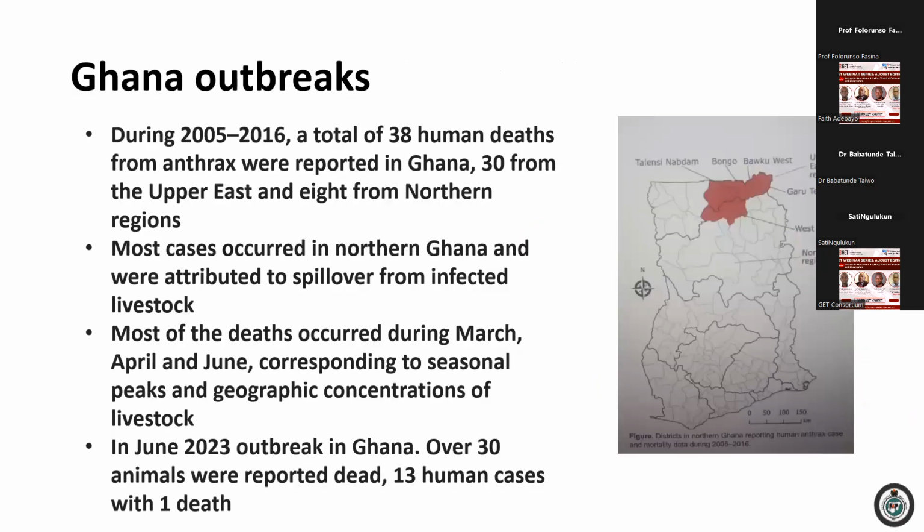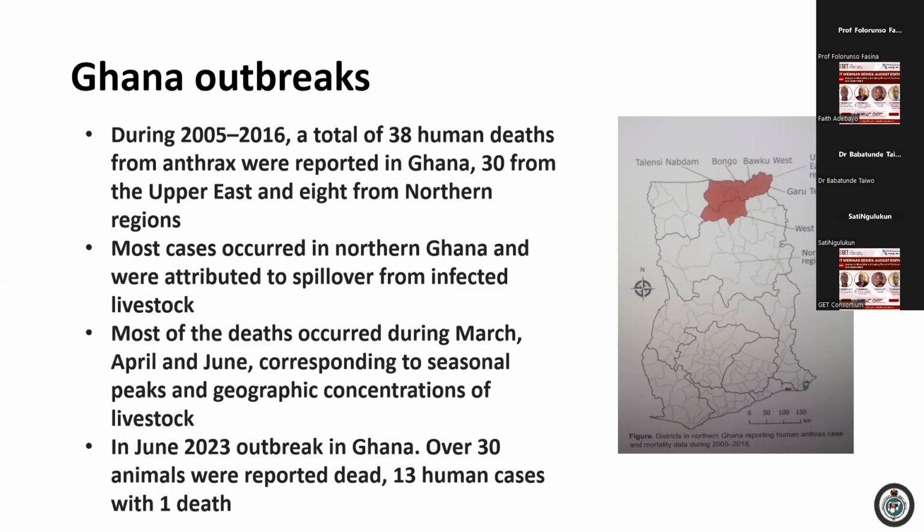Now, in Ghana, from 2005 to 2016, a total of 38 human deaths from anthrax were reported. Out of these, 30 were from the Upper East and 8 from the Northern region. In fact, the recent outbreak that occurred in Ghana was also from the Upper East region. And most cases occurred, like I said, in the Northern area, and most of the deaths occurred during March, April, and June.